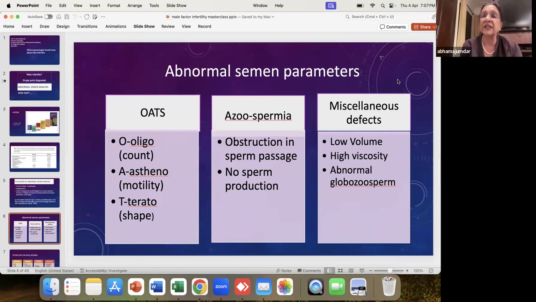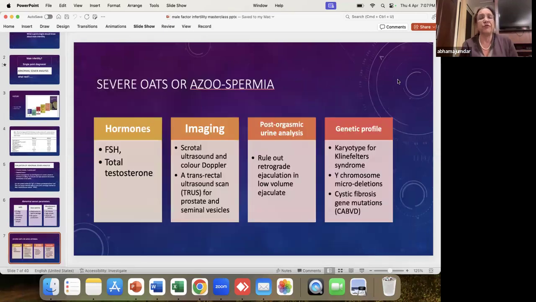2 is very viscous semen. It doesn't liquefy. You keep it for a long time, and yet it doesn't. And the other one is that you find all the sperms have no acrosome over them. So this is globozoospermia. So these are the common defects which you find.